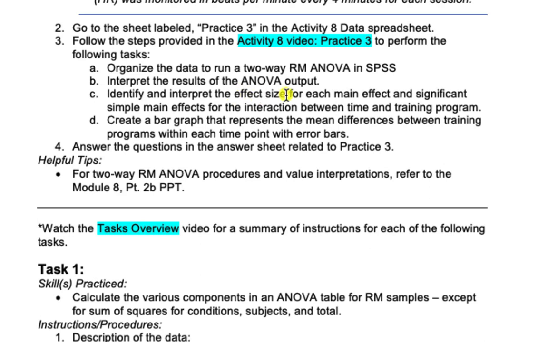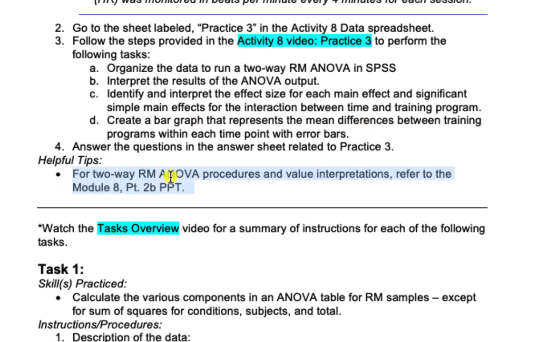For two-way repeated measures ANOVAs, we don't calculate effect size, rather we just use the partial eta-squared value that is in the output that SPSS generates for us. So we'll look at the effect size for each of the main effects, as well as the simple main effects for the interaction between our time and training program variables. The last thing we'll do is create a bar graph so that we can represent the mean differences between training programs within each time point. We'll add error bars to each of our series so that we can see both the measures of central tendency and variability on our graph.